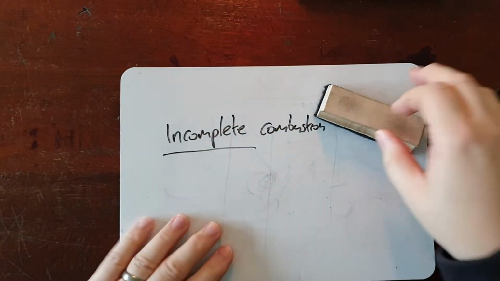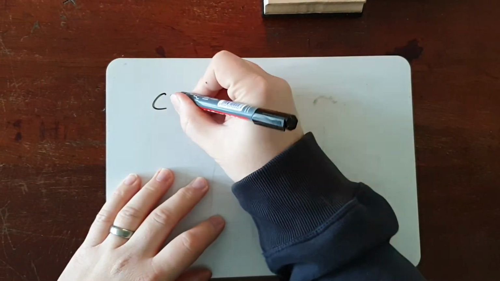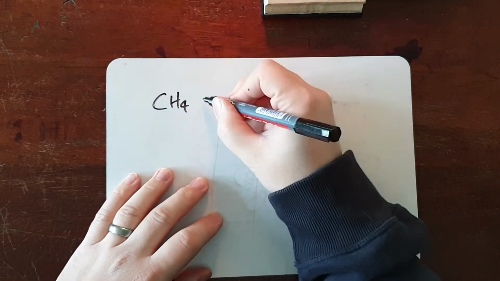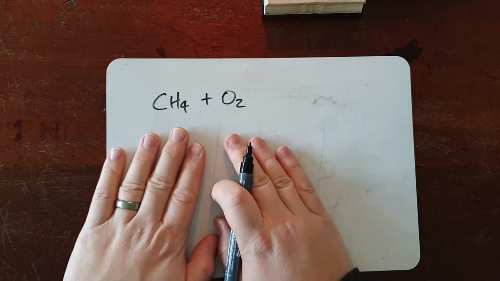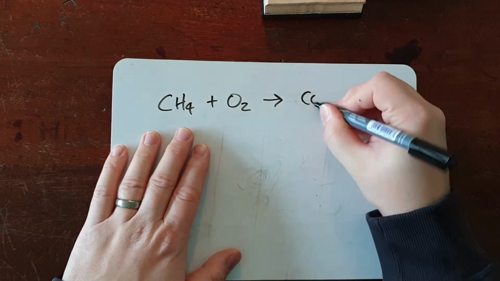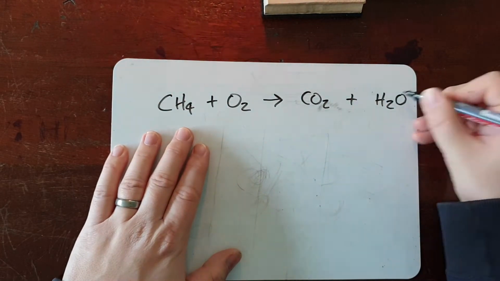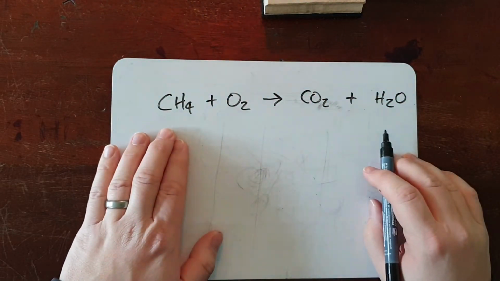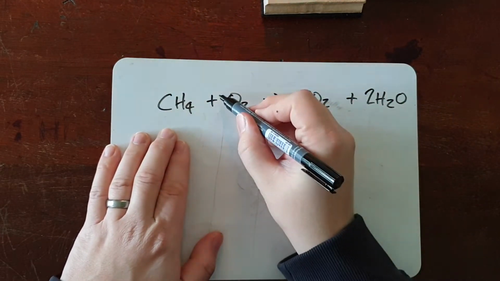So let's come back down to here. For incomplete combustion, if I've got CH4, I'm going to react it with oxygen because we need some oxygen. And what am I going to make? Well, in an ideal world, I'm going to make carbon dioxide and water. And that is our complete combustion reaction. Let's just balance that quickly. 2 there and 2 there.